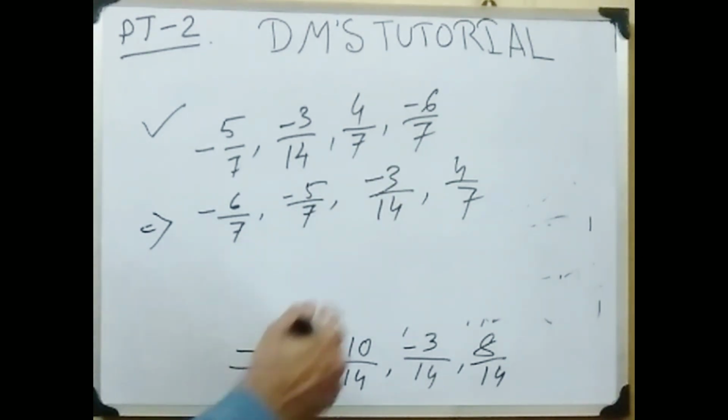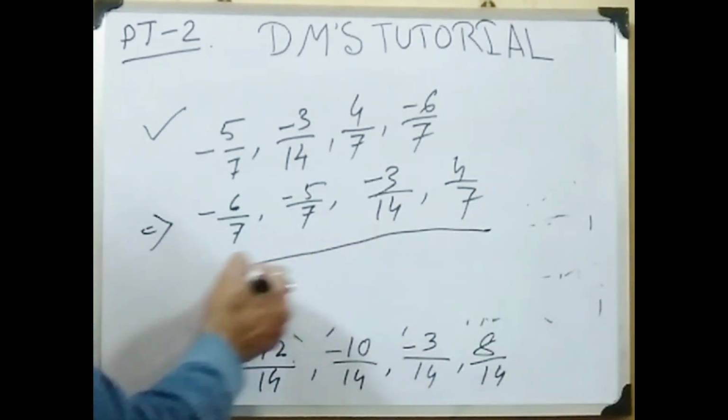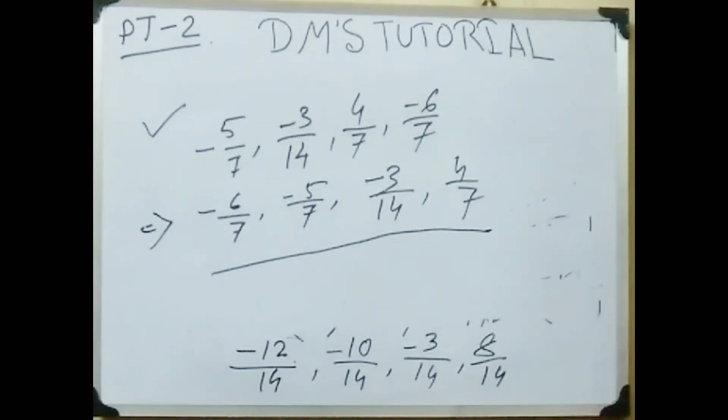Okay, this is the process by which we can arrange rational numbers according to their value in ascending or descending order. This was my session.